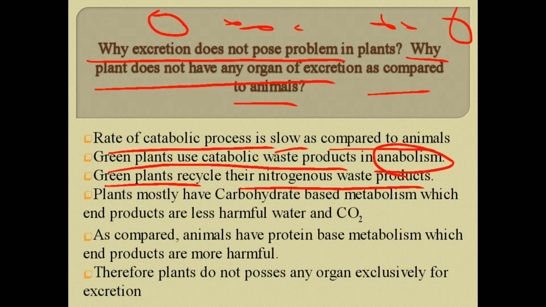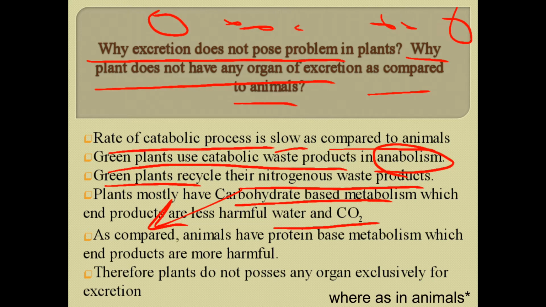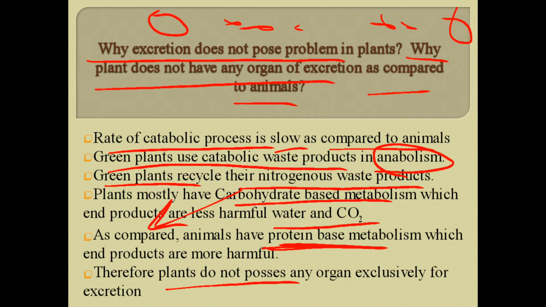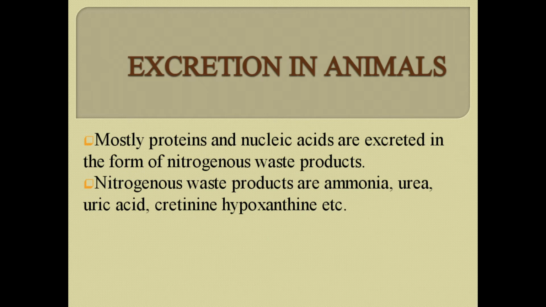There is another important point: mostly plants have carbohydrate based metabolism as compared to animals. In carbohydrate based metabolism the end products are less harmful, water and carbon dioxide, whereas in animals the metabolism is protein based, and the end products of protein based metabolism are highly toxic, like ammonia. So these are the reasons we can say that plants do not possess any organ exclusively for excretion. We have covered the topic of excretion in plants.